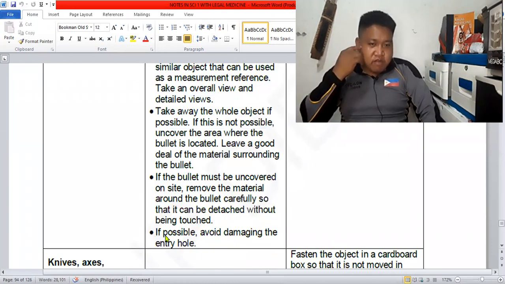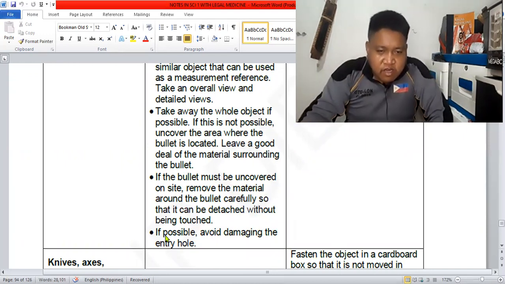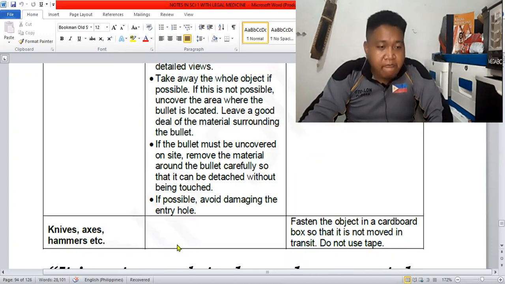If the bullet must be uncovered on site, remove the material around the bullet carefully so that it cannot be detached without being touched. Okay? If possible, avoid damaging the entry hole.